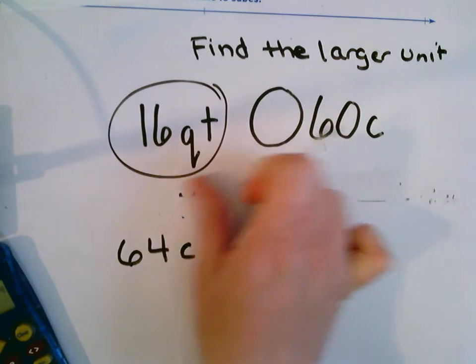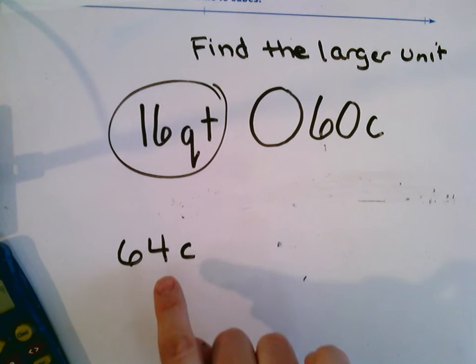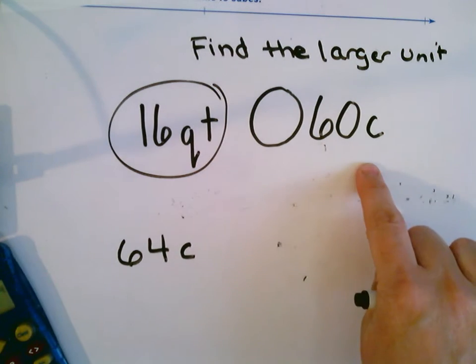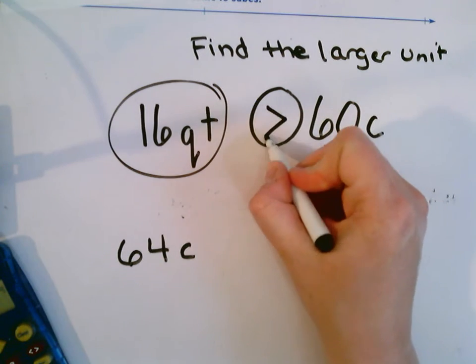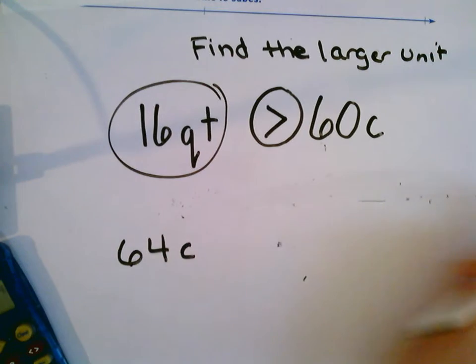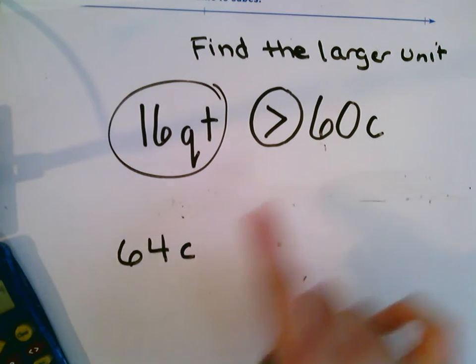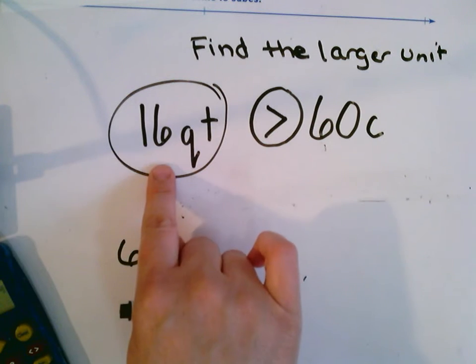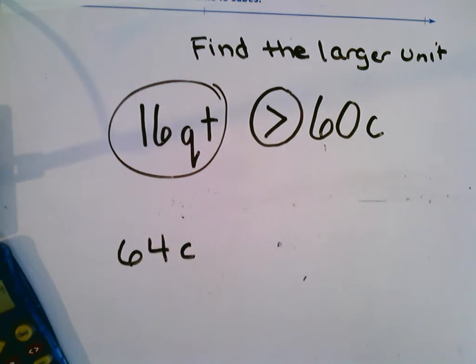Now I'm going to compare. Now I can compare cups to cups. Which is greater, 64 cups or 60 cups? That's right, 64 cups is greater. So my comparison sign is the greater than sign. 64 cups is greater than 60 cups, so 16 quarts is greater than 60 cups. Let's try another example.